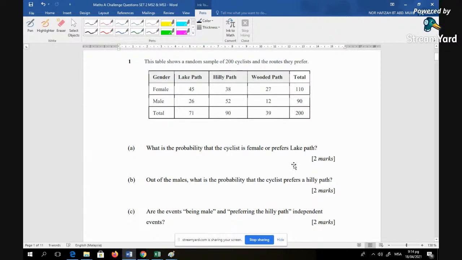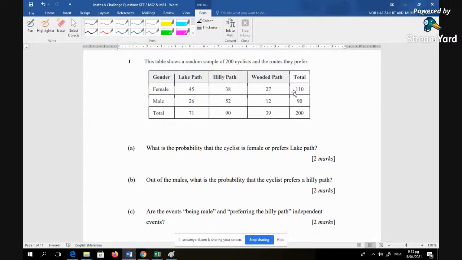So we need to look for the values from the table given, and when you get the values, then you calculate, and the final answer is 17/25. For question B, the question asks: out of the males, what is the probability that the cyclist prefers a hilly path?